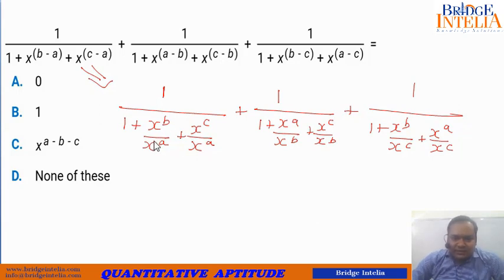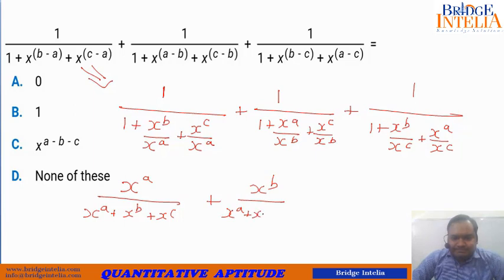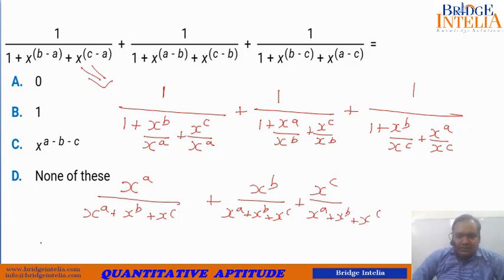If you see carefully, this x to the power a will go and become the numerator. So this is x to the power a by x to the power a plus x to the power b plus x to the power c. This is the first term. The second term would similarly become this, and the third term would become x to the power c by x to the power a plus x to the power b plus x to the power c. If you add them up, you will see this is x to the power a plus x to the power b plus x to the power c whole divided by x to the power a plus x to the power b plus x to the power c. So this is equal to 1 actually. So this is the correct answer.